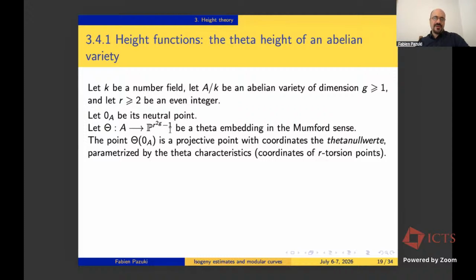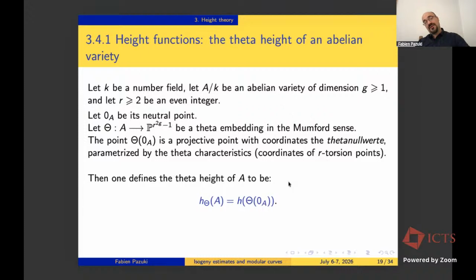And then because it's a projective point, we can take a look at what its height is. So basically the whole idea of the theta height is to say, let's define the height of A by just taking the height of theta of 0. And maybe if you've never seen that, it might be a bit surprising, because A is richer than its neutral element.